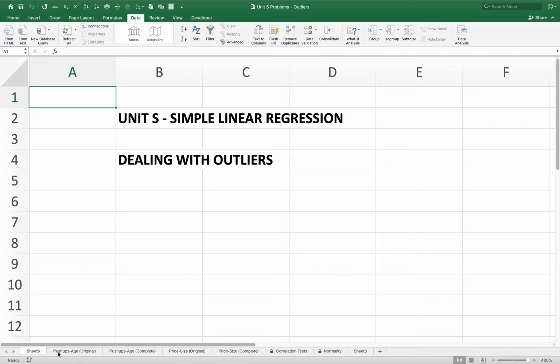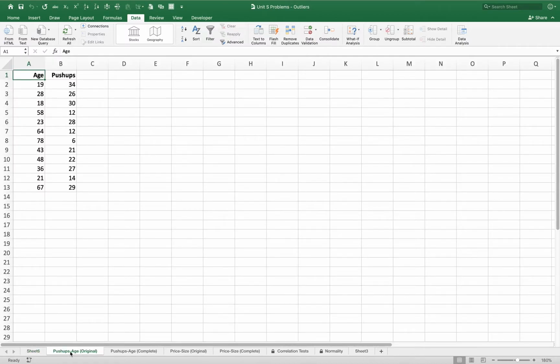The two problems that I'm going to use are from Unit S, page S6. That's the ages and push-ups example, and you also saw that in Unit C. And then a new one, which is on page S7, which is dealing with house sizes and house prices. So we'll take a look at those two there. On page S6, we can take a look here at push-ups and ages.